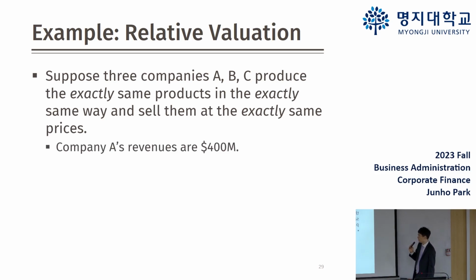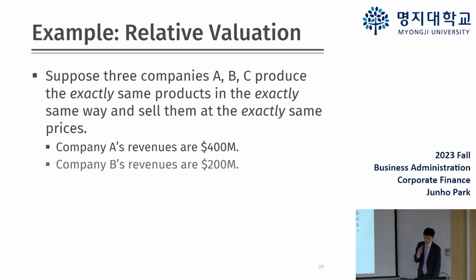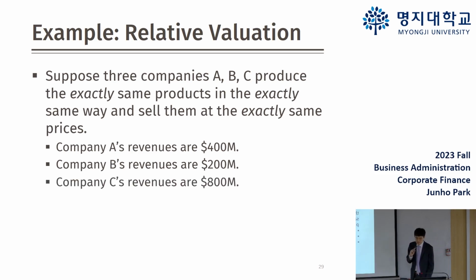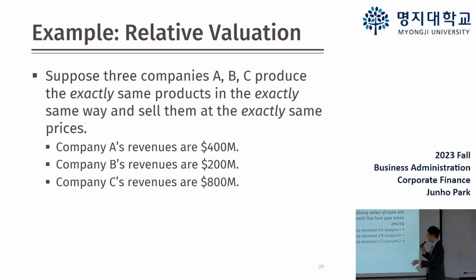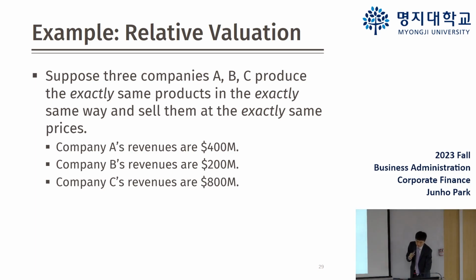Company A's revenues are 400 million, B's revenues are 200 million, and C's revenues are 800 million. In that case, if we compare A, B, and C, we can say that A is 2 times larger than B, and C is 2 times larger than A, right? Because their revenues are 4, 2, and 8 respectively.